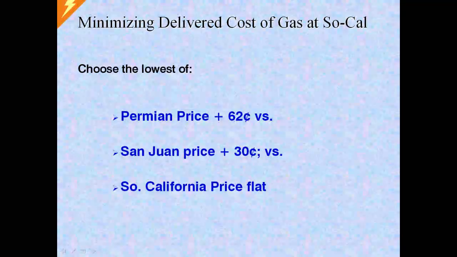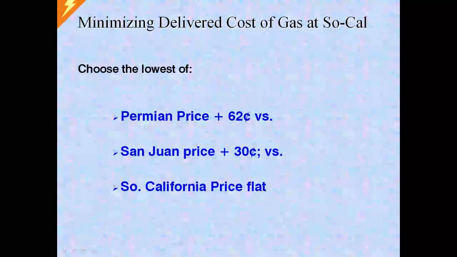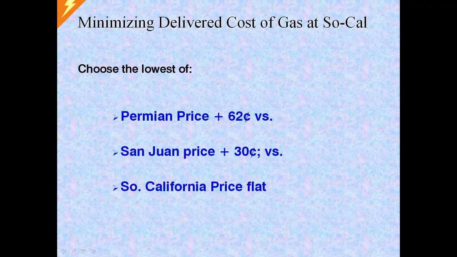Now we have identified the lowest cost transport structure for sourcing gas both at San Juan and the Permian Basin. To determine the cheapest way to source gas at any point in time, the utility will compare and choose the lowest of buying Permian gas plus 62 cents, buying San Juan gas plus 30 cents, or simply just buying Southern California gas.